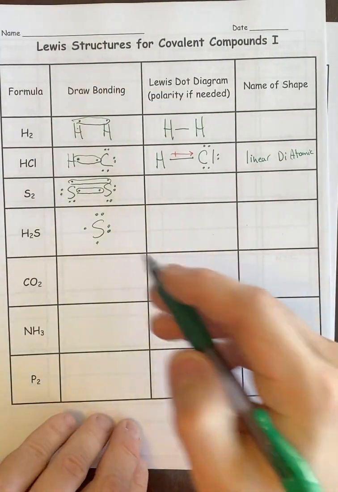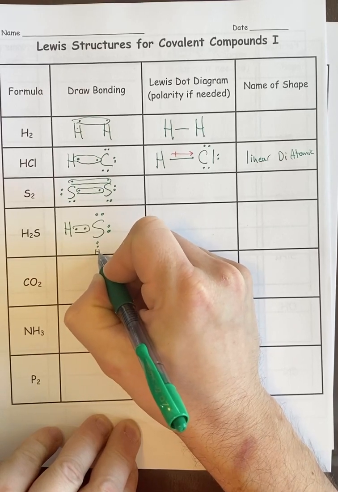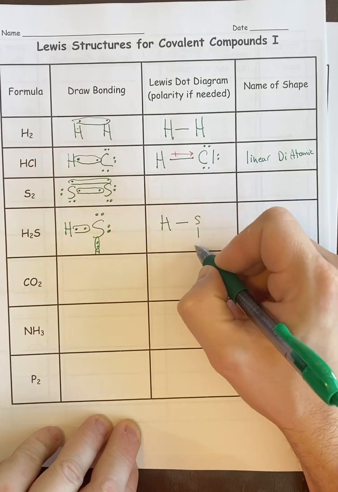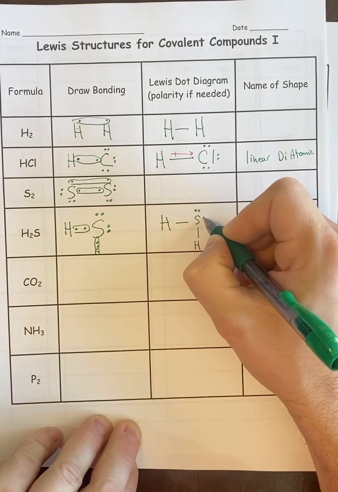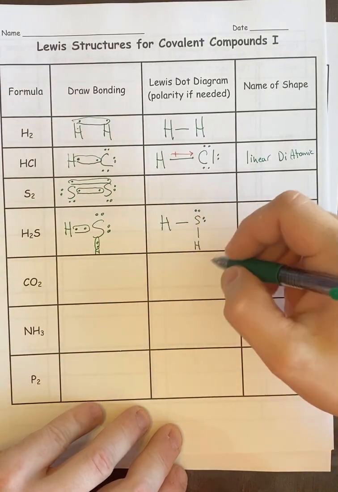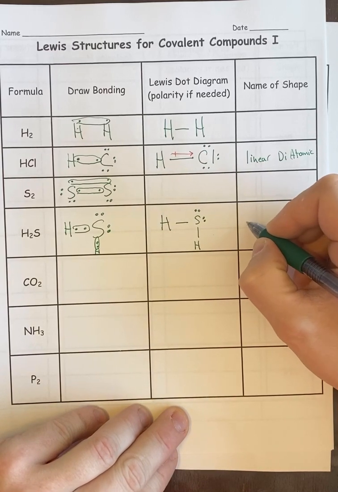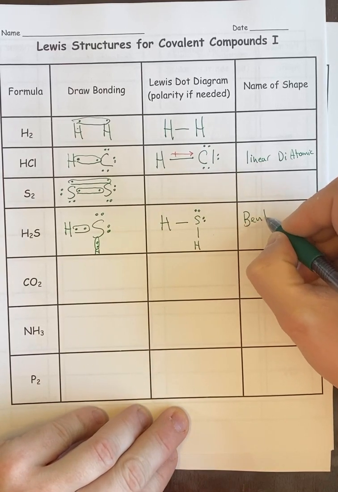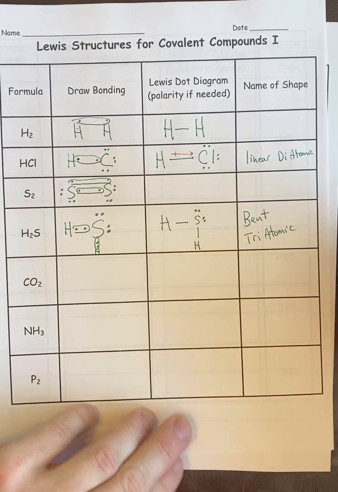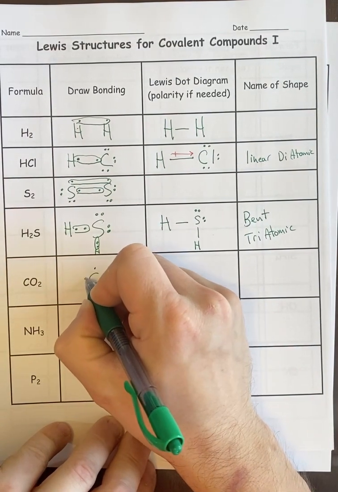They're going to be the same because they all have 6 valence electrons. So when they bond to hydrogen, they're going to bond to 2 hydrogen, and they're going to end up being bent. I'm going to allow you to put in the polarity arrows. I'm intentionally leaving them off. You're going to have to look up the electronegativity yourself. Name of shape, bent, triatomic.